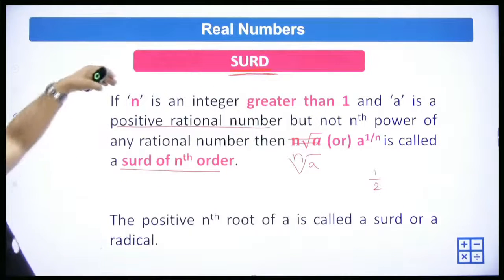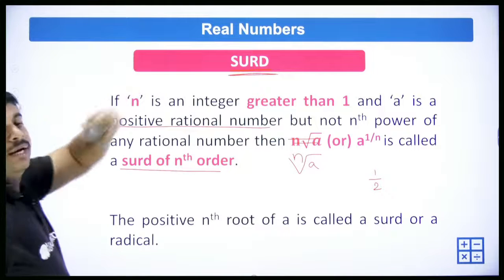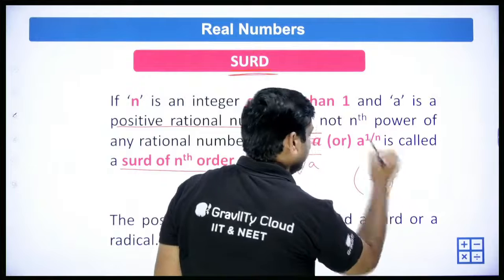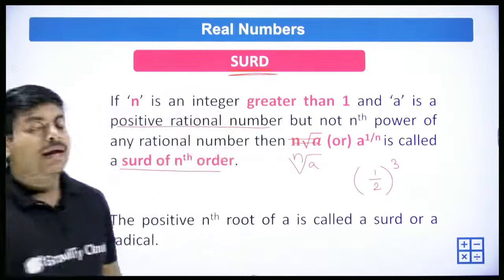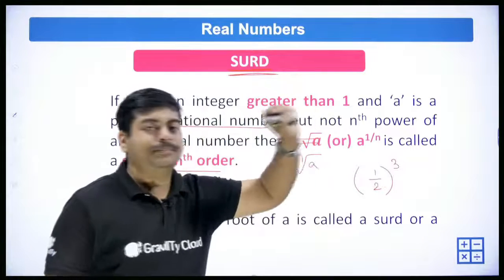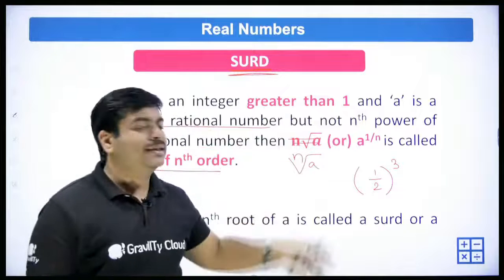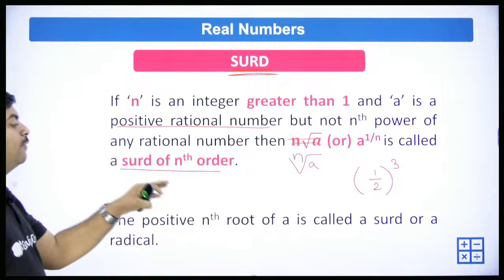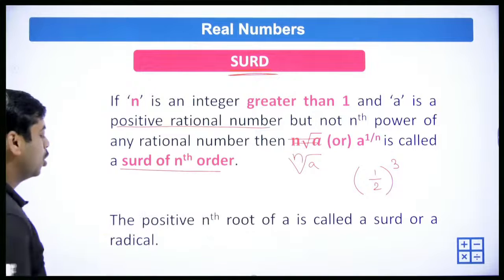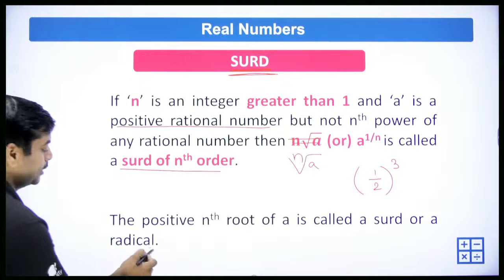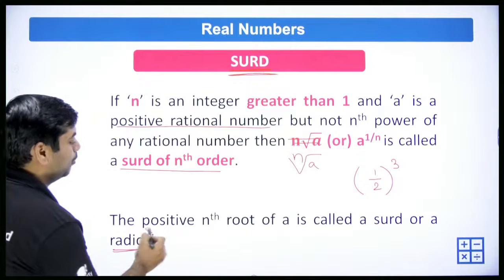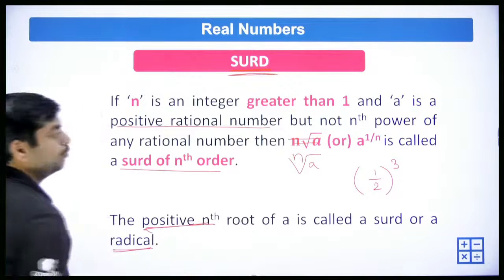n should be an integer greater than 1. For example, 1 by 2 whole cube. So these types of things are called a surd. The positive nth root of a is called a surd, or we can also say it is a radical. The positive nth root.